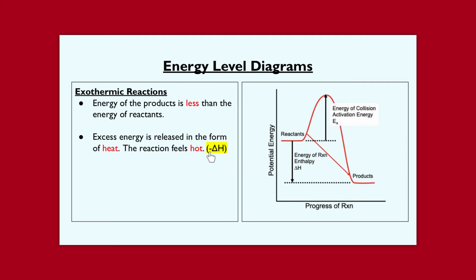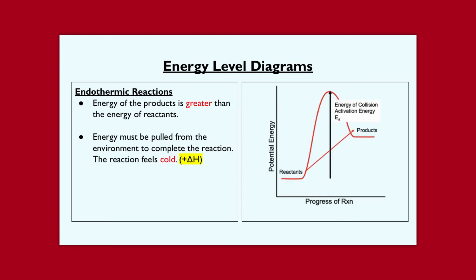So it will be a negative value for an exothermic reaction. Endothermic reactions are the opposite. In an endothermic reaction, the products have more energy than the reactants. They feel cold because the system had to gain energy from the outside. Energy has to be pulled from the environment. Delta H in this case, or enthalpy, will be positive because the energy of the products is greater than that of the reactants.